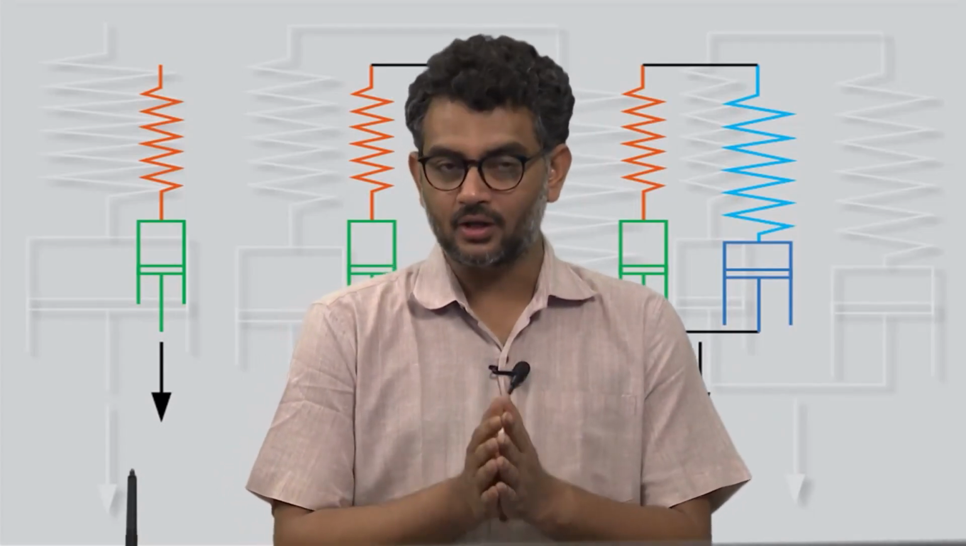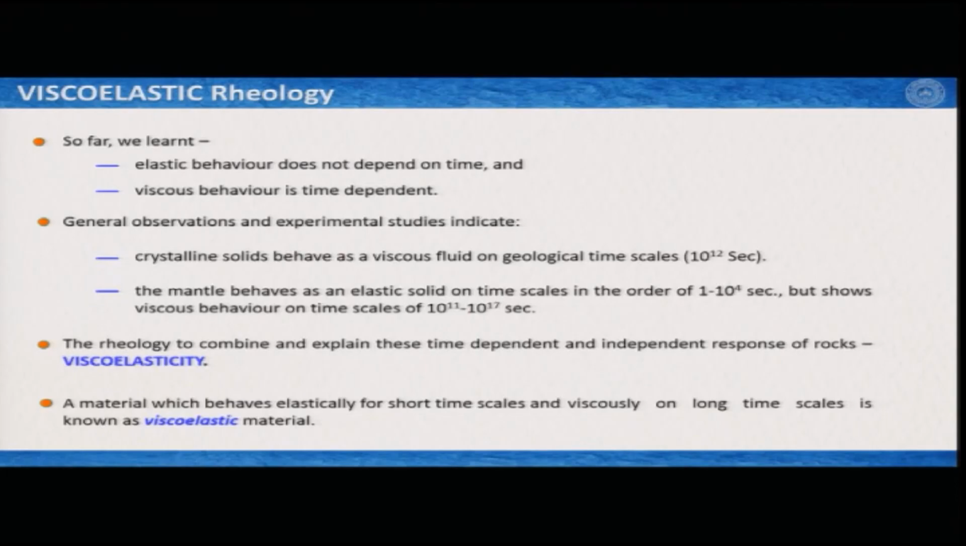Now, the general observations that we have seen from different types of long term or short term measurements are that crystalline solids, when they deform, behave as a viscous fluid in geological time scales, like 10 to the power 12 seconds or so on. But the mantle behaves as an elastic solid on time scales when it is very small, so 1 to 10 to the power 4 seconds. But it shows a viscous behavior on time scales when it is very high, 10 to the power 11 or 10 to the power 17 seconds.